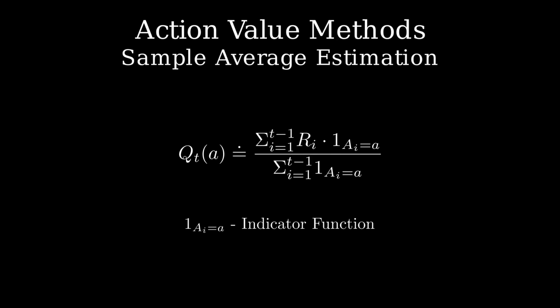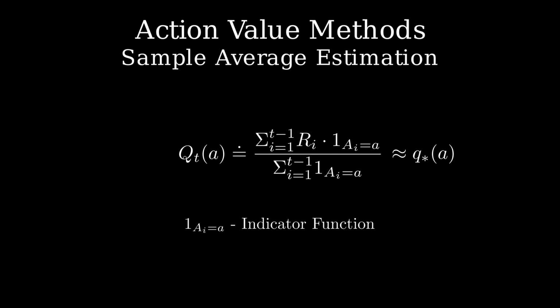If an action has not been chosen yet, the denominator is 0 and we initialize the estimate to a default value such as 0. Over time, as we select actions and gather more rewards, the sample average estimate converges to the true value q star of a, thanks to the law of large numbers. This is why the method is known as the sample average method. It updates the estimate by averaging the observed rewards for each action.